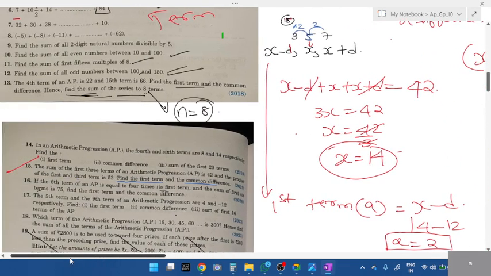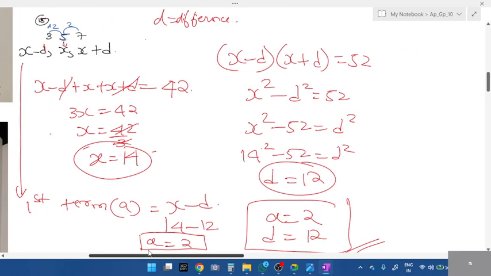Next, 16, 17, 18 students. In that 16 is slightly different. 17, 18 is the same. 17 and 18, you can try it. 16 I'll do it after break. After break we'll start GP. Geometric progression sum. How to find sum of geometric progression.